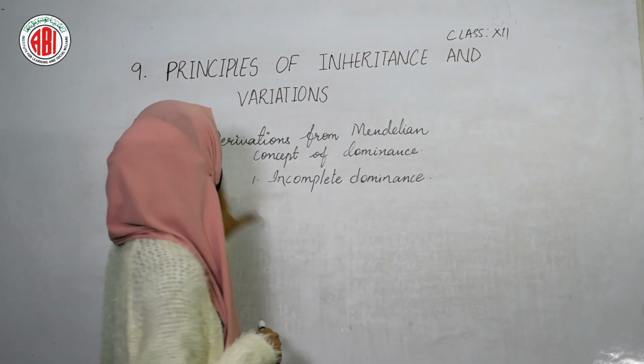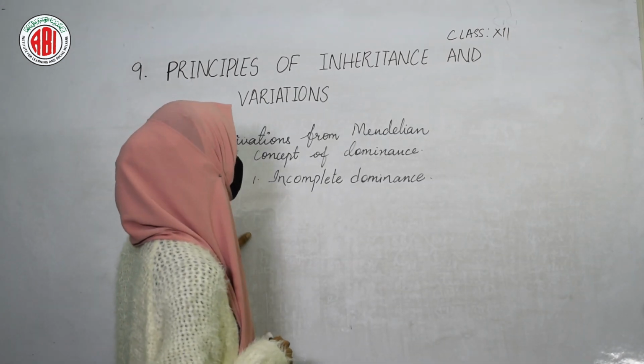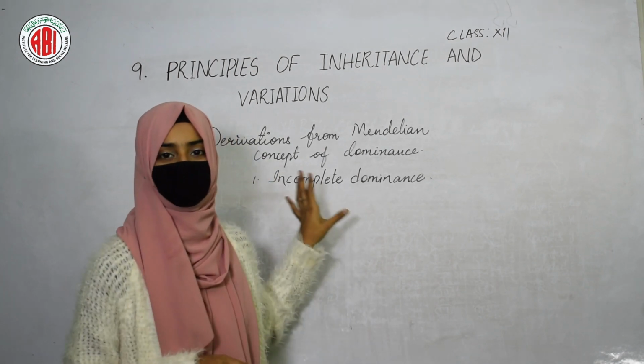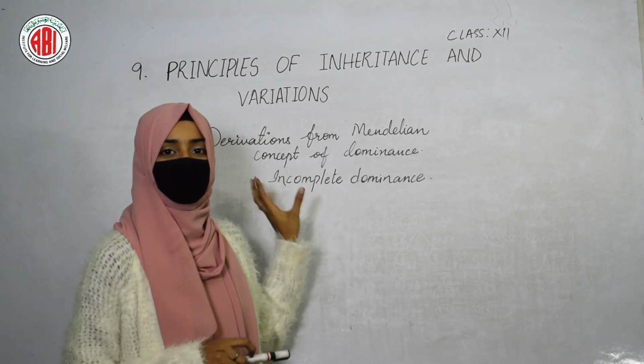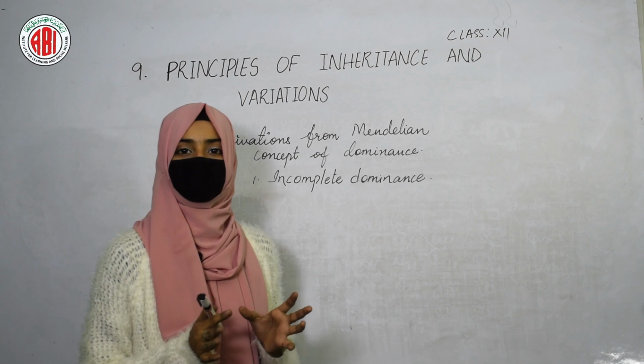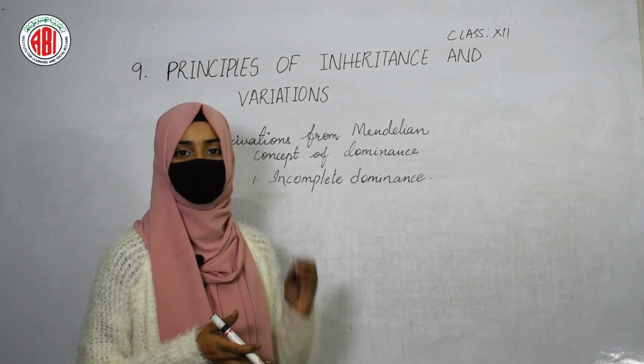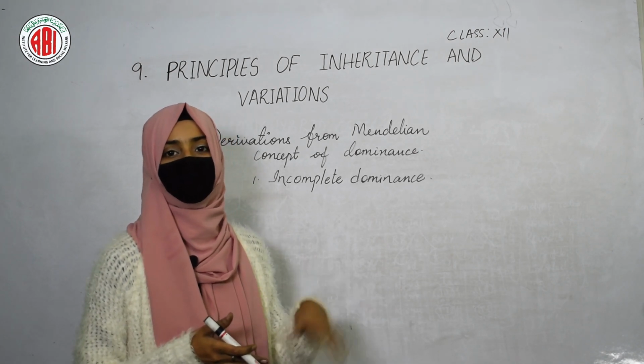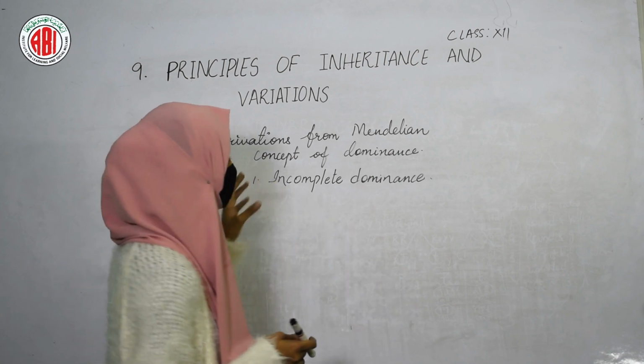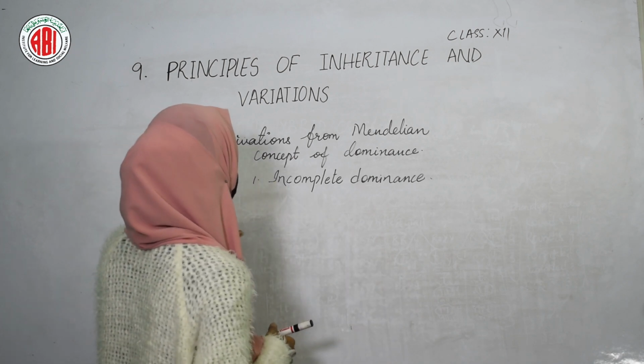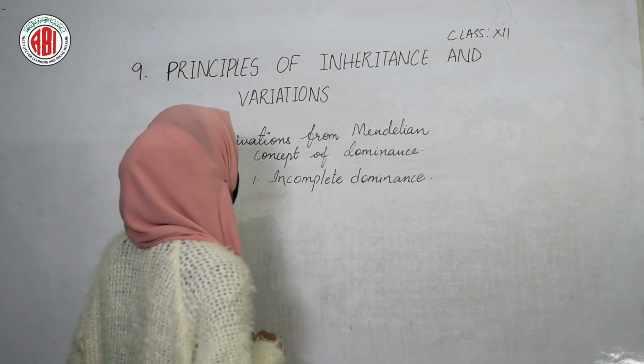Let us study about the deviations from Mendelian concept of dominance. So the first one is incomplete dominance. Here both the alleles combine together, and neither of the alleles is dominant over the other. So this is the concept of incomplete dominance.